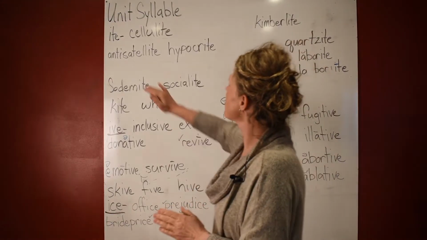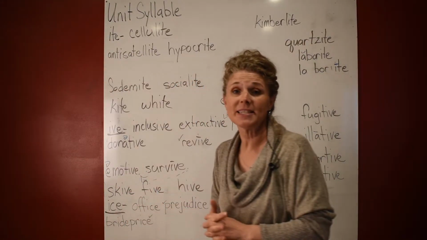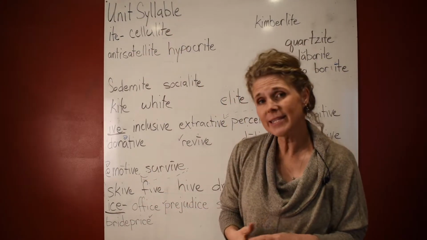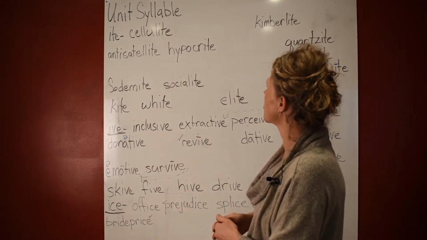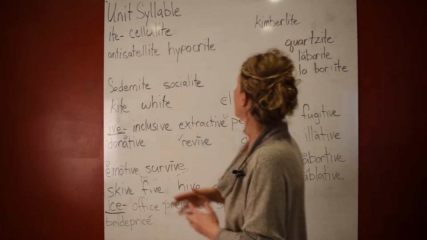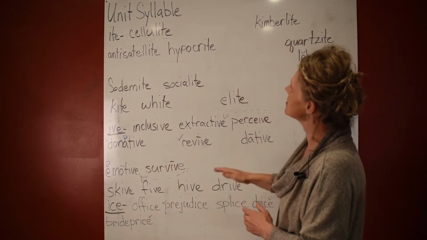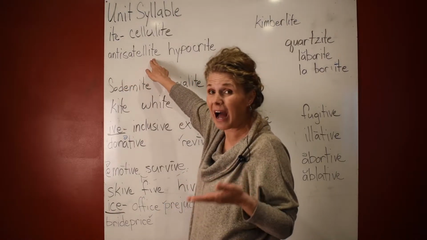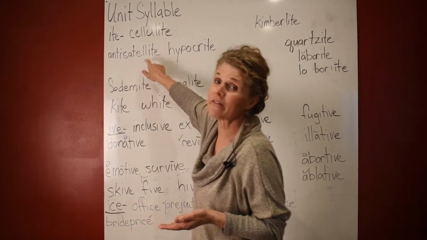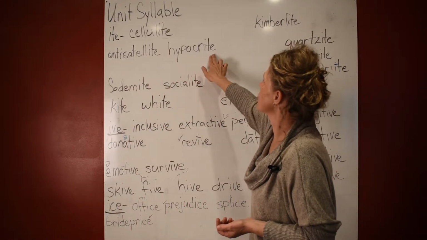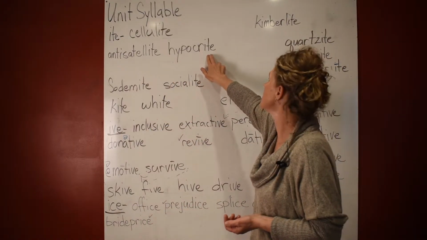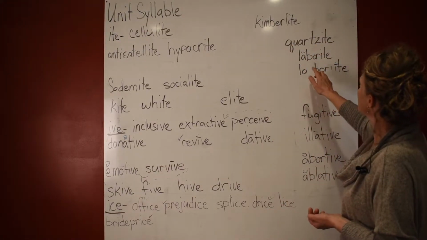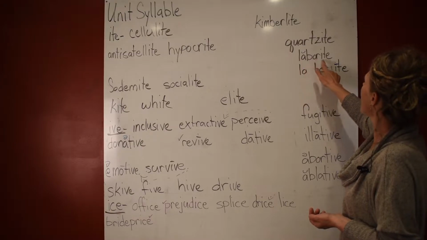Okay, so now we are moving into our ITE unit syllable that says it, or ite, at the end of a multi-syllable word. We have cellulite, kimberlite, anti-satellite. So you have lots of ites in the light area. Hypocrite. See how it switched to it? Quartzite. Now this says laborite.